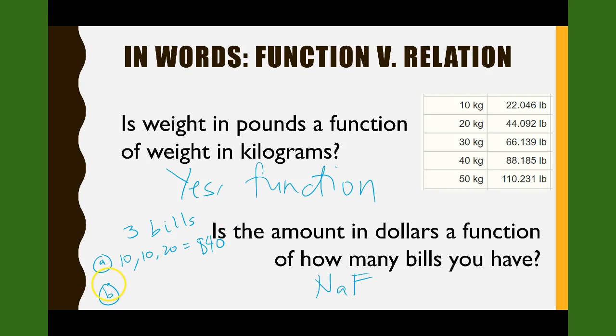But you could also have, say, 50, 10, and 5. Now you would have $65. And as you can see here, the amount changes. So you have 2 outputs, at least in this one, for the input 3. So the amount in dollars is not a function of how many bills you have. As we can see here, there's at least 2 ways that we could have 3 bills, and they would amount to different values in dollars. The first one being 40 and the other one being 65.